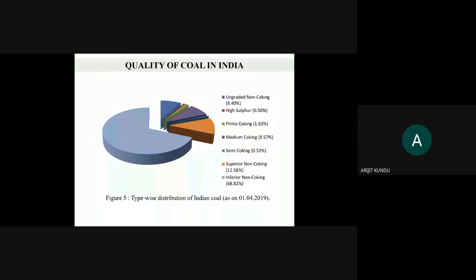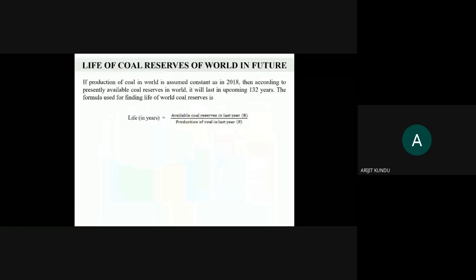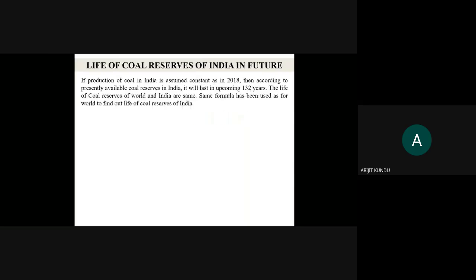These are the qualities of the coal in India with its percentage. Now this is the life of coal reserves of the world in future. This was found by the formula: life in years is equal to available coal reserves in last year divided by production of coal in last year. According to this formula, the life of the world in future was found to be 132 years. In the case of India, it was found to be the same, using the same formula.